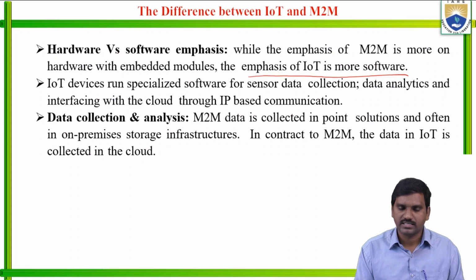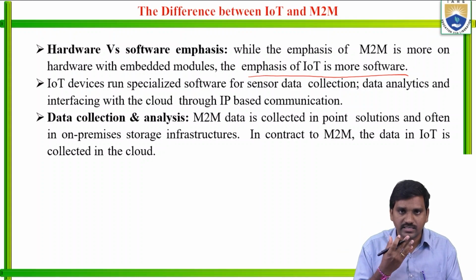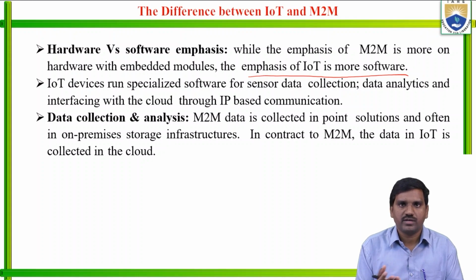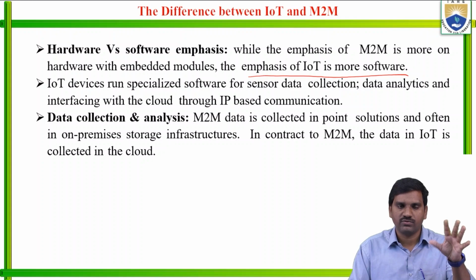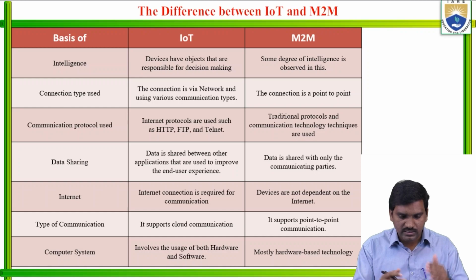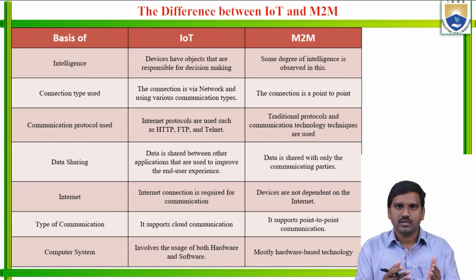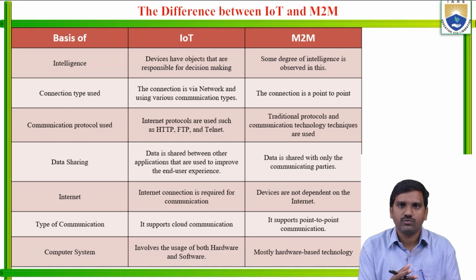In terms of data collection and analysis, you can gather the data, send the data, and analyze the data. M2M data is collected at a point of solutions, often on on-premises storage infrastructure only. In contrast to M2M, the data in IoT is collected in the cloud only. So these are some differences in terms of hardware and software, endpoints, and data collection and analysis. These are the main point-wise differences between IoT and M2M.